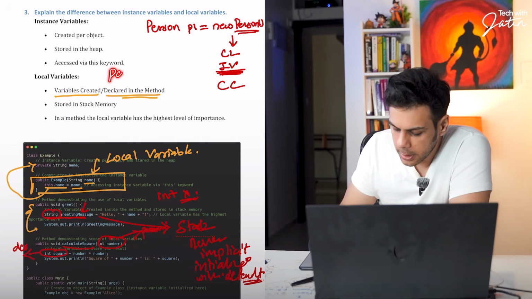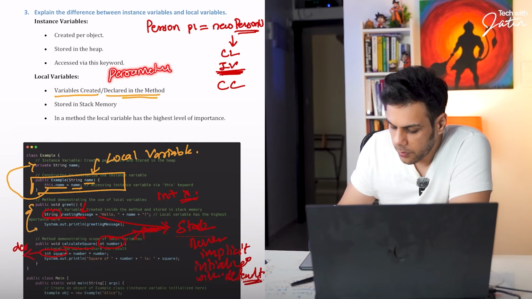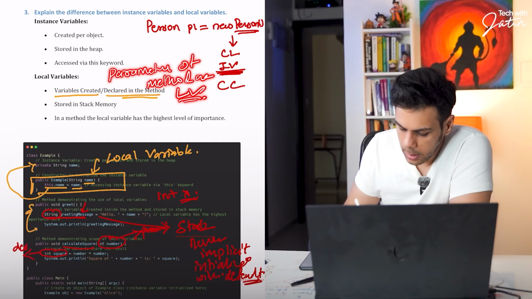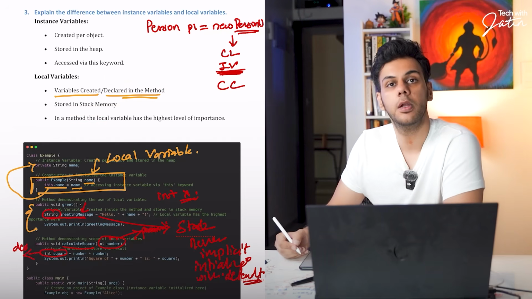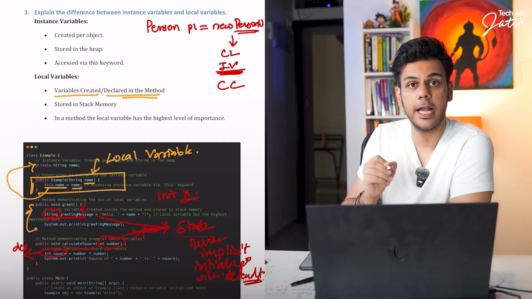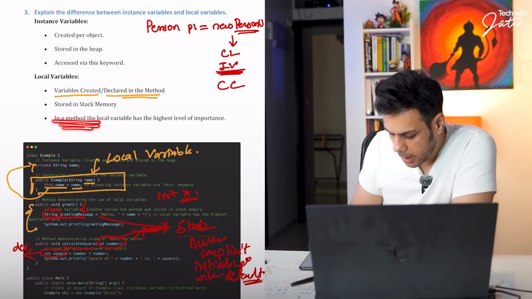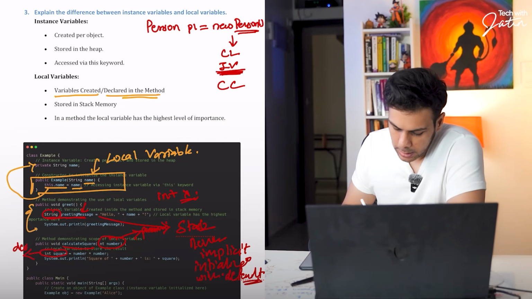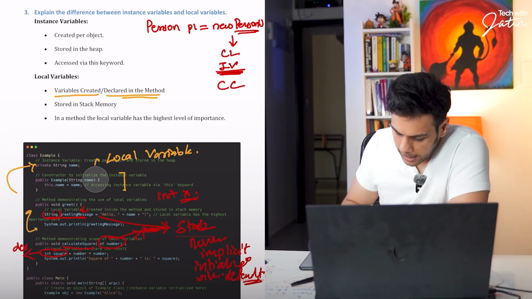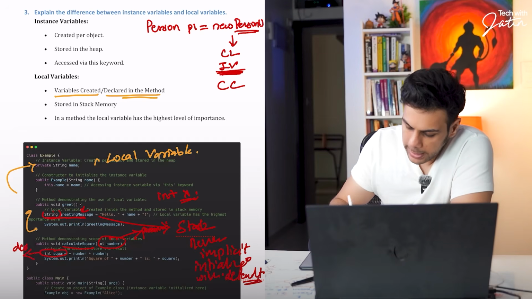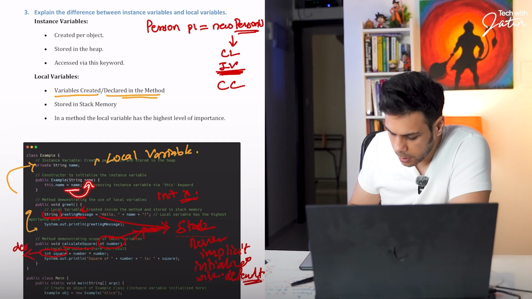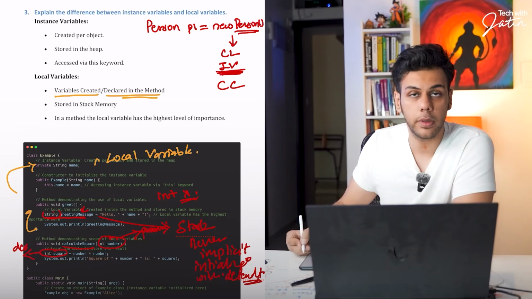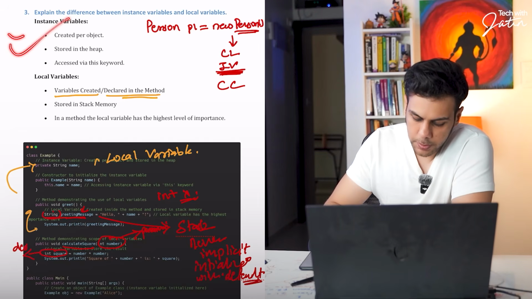Also remember, parameters of a method are local variables. They are stored in the stack memory. In a method, a local variable always has the highest level of importance. That's the reason, if you look at the constructor, if I'm writing name directly over here, Java is always going to refer to the local variable and not to the instance variable. That's the reason we use this.name over there. Make sense? Quickly make a note of this particular point.